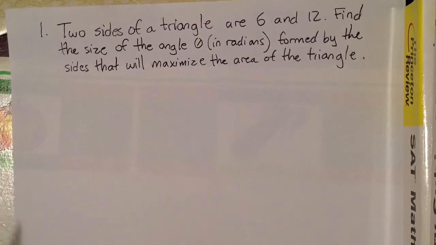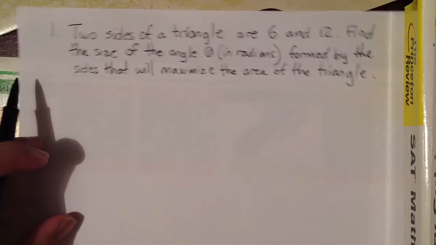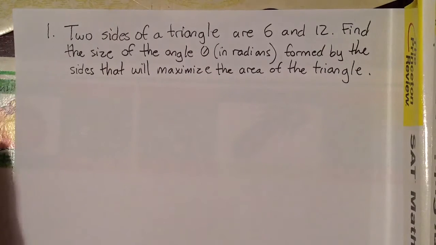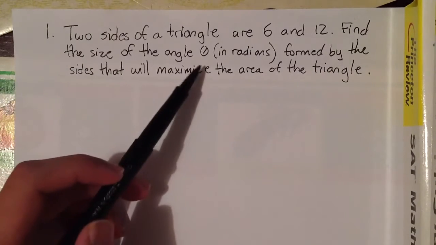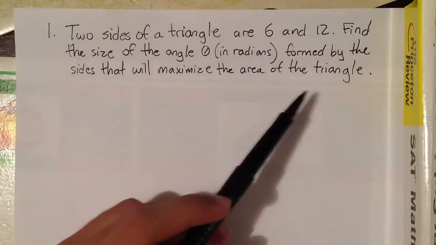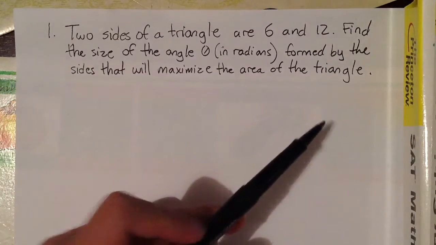So here we have a tutorial on how to solve optimization problems in calculus. We have two sides of a triangle which are 6 and 12, and we have to find the angle theta in radians formed by the sides that will maximize the area of the triangle.